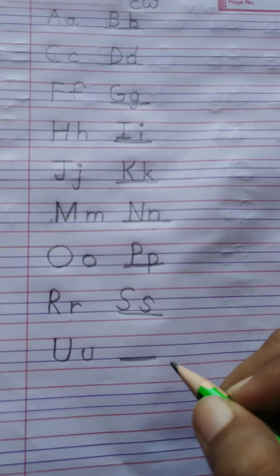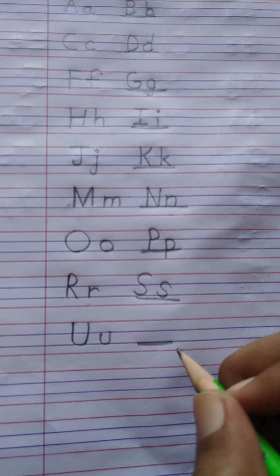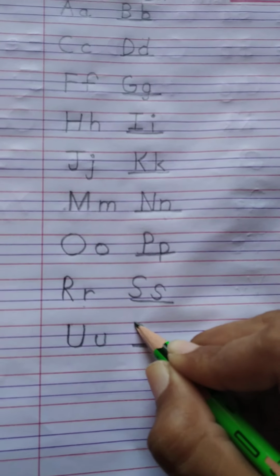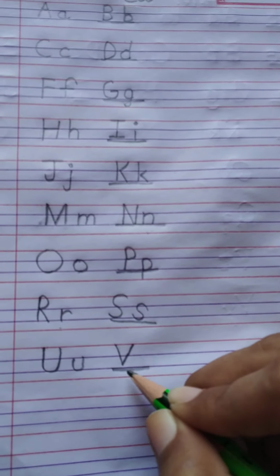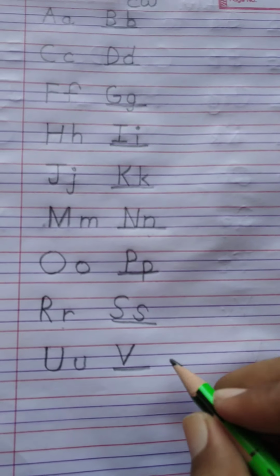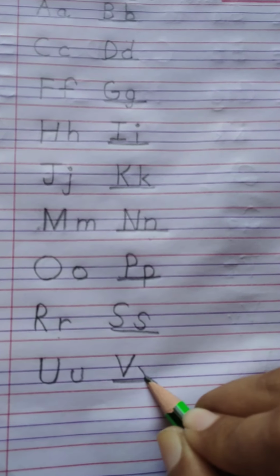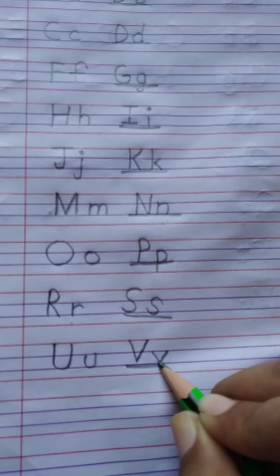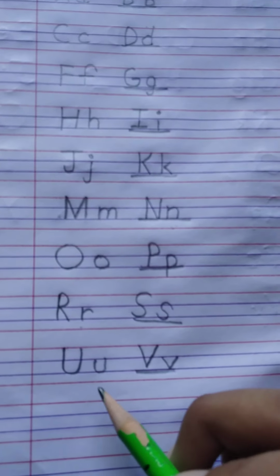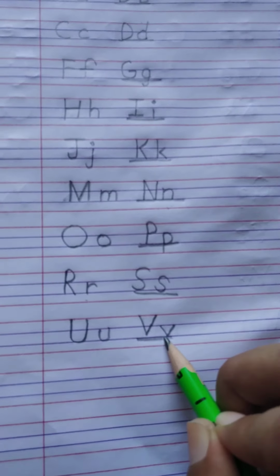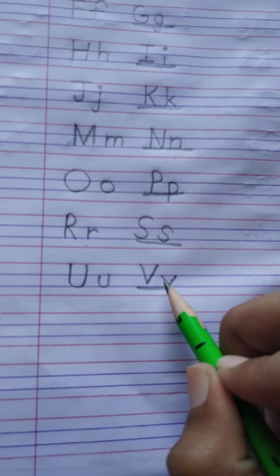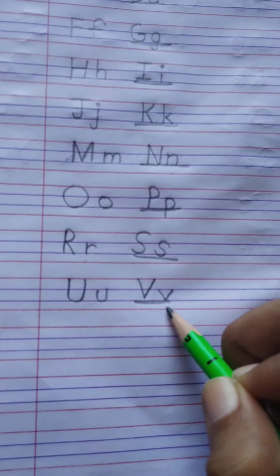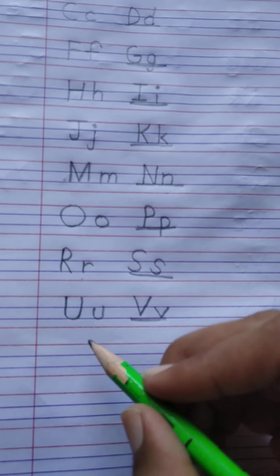Letter V. What is the sound of V? Va, va. Right here V. Slant line, again slant line. This is capital V. Now small v. Slant line, again slant line. This is small v. After u, which letter? Letter V. U, umbrella. V, va, van. Now here, right here, down, down.